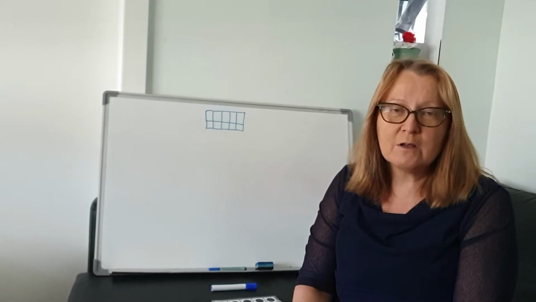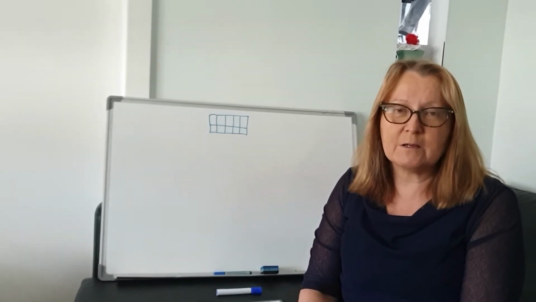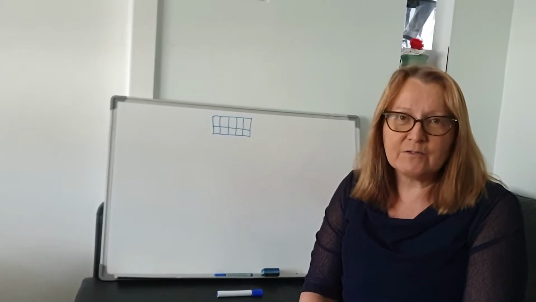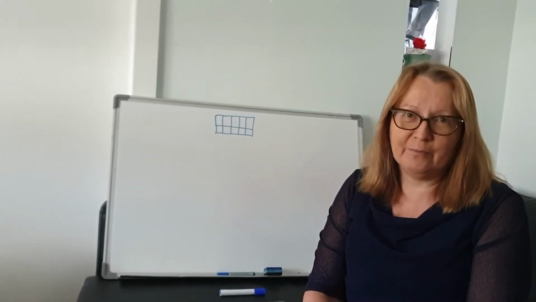So once you've got that in your head, what I want you to do now is pause the video and get a piece of paper and draw a 10 frame and put 6 dots on the 10 frame, the way that you imagined, the way that you thought about it when you had to think about how 6 would look on a 10 frame. And then start the video back up again. Off you go.